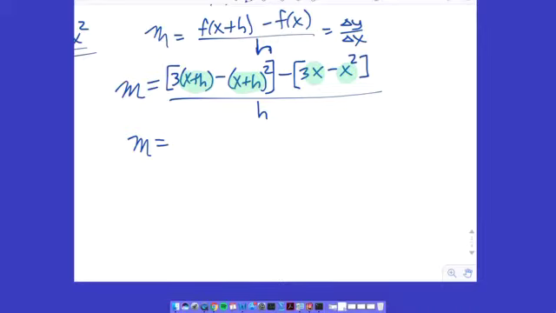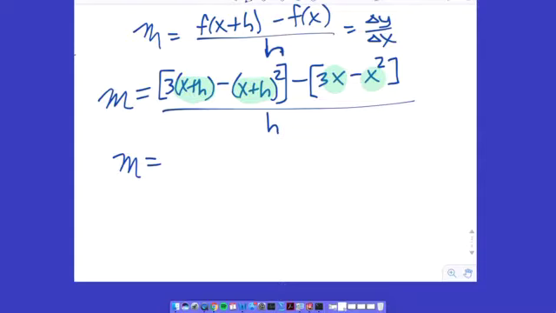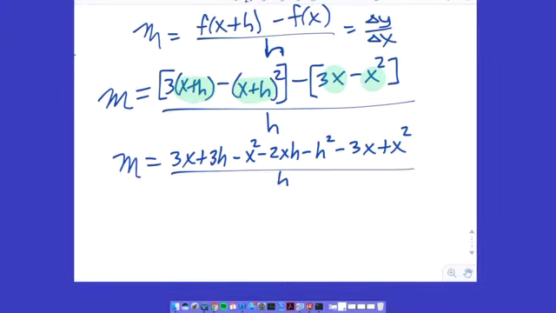Let's do the algebra symbolically with letters and see if we can distill some kind of general process at the bottom. We get 3x plus 3h, square, multiply, double square and distribute. Negative x squared minus 2xh minus h squared minus 3x plus x squared, all over h. Good things should happen in the top now. 3x minus 3x, negative x squared plus x squared. And everything that's left has an h in it.